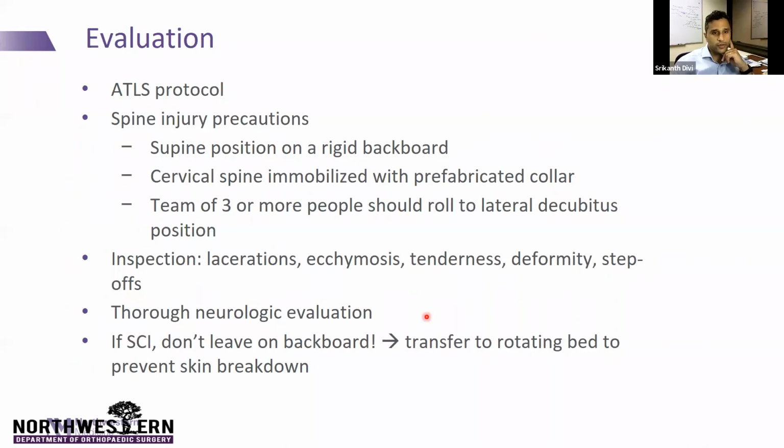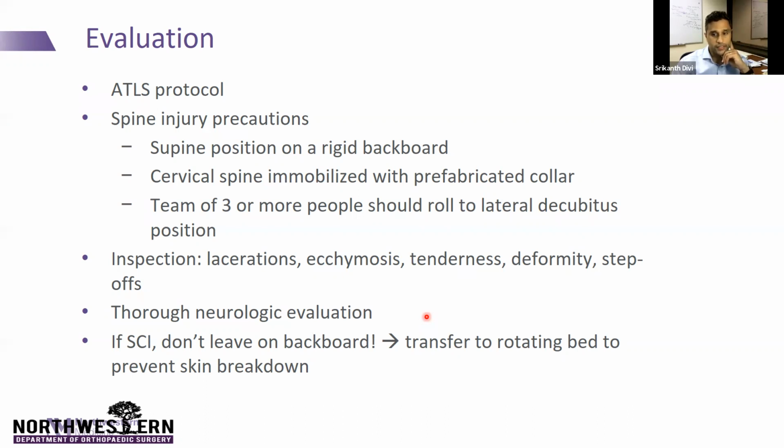So, ATLS protocol: all spine injury patients should be immobilized on a rigid backboard to protect the entire spine. The cervical spine should be immobilized in a prefabricated collar, even if it's only a lumbar injury, until you clear them. A team of 3 people or more should roll, and ideally you're the 4th person assessing the spine. One person stabilizes the head, one person handles the torso, like shoulders and pelvis, and one person handles the legs.